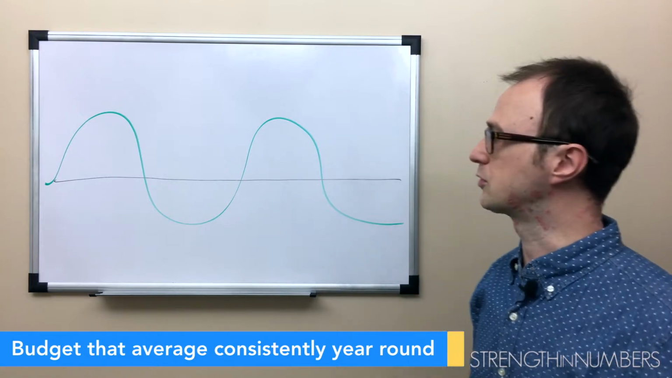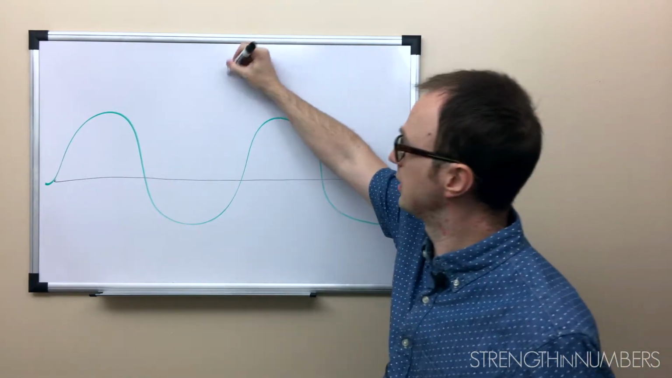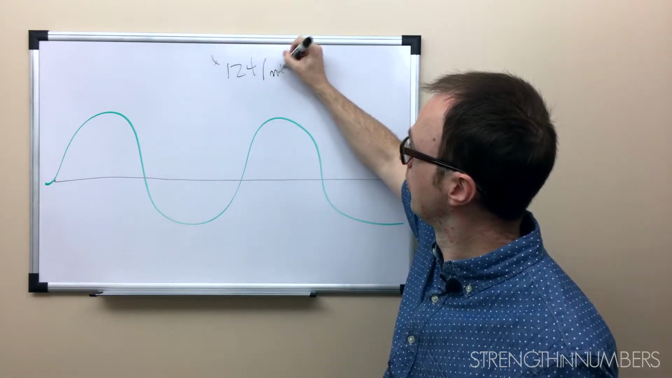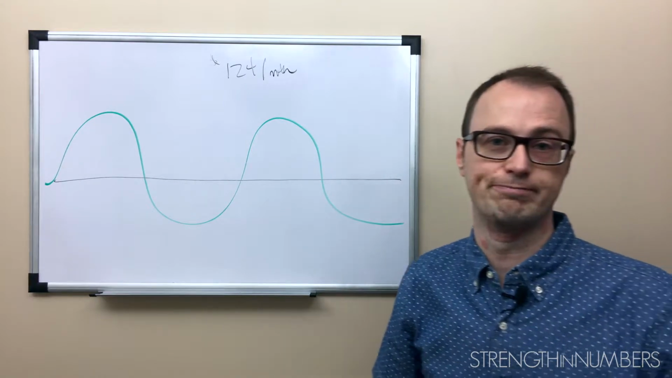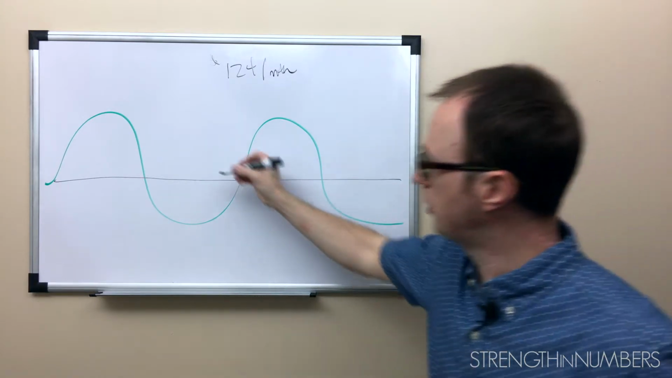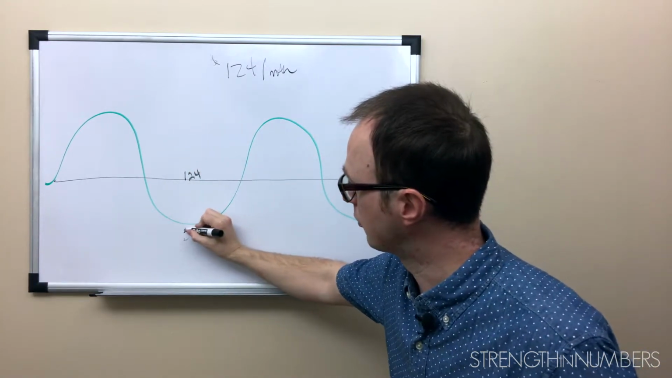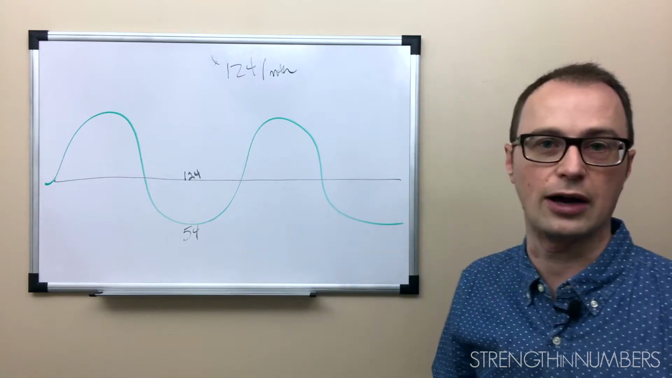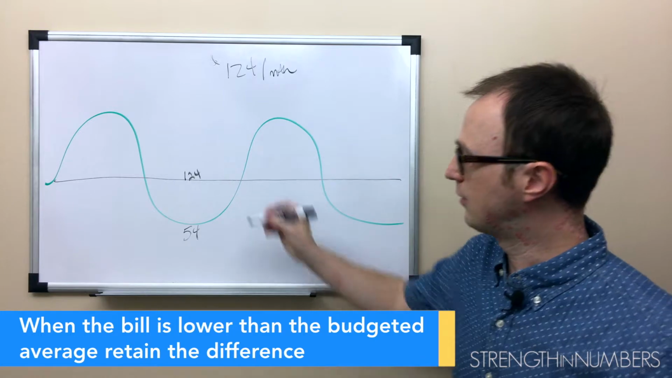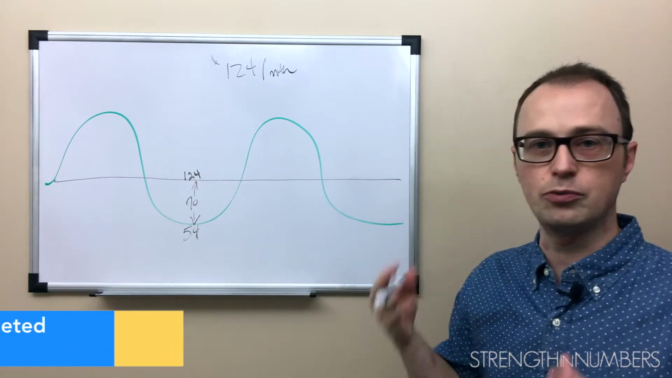And so what we'll do is, let's say we look at 18 months of electric bill and we determine that the budget is $124. That's our average, $124 a month is our average electric bill. Okay, and so we're going to take that $124 and we're going to budget it. So here, when it's very low, let's say this electric bill is $54, not $124, we're going to keep $124 in that budget category. And this $70 difference between here and here is going to be retained.